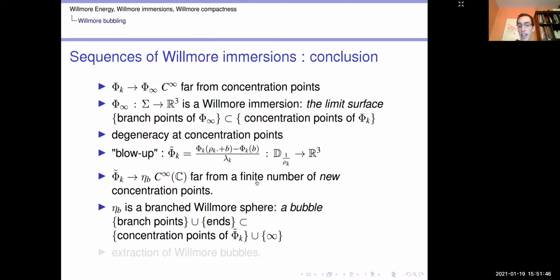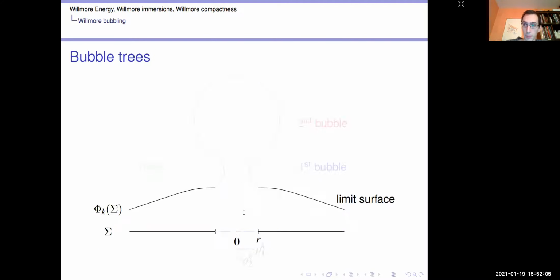So this eta b has new concentration points. So we need to do the same blow-up procedure at these new concentration points. And each time we're going to extract epsilon 0 of energy. And since the total energy is finite, necessarily, we're going to do this a finite number of times. So we're going to extract a Willmore bubble tree.